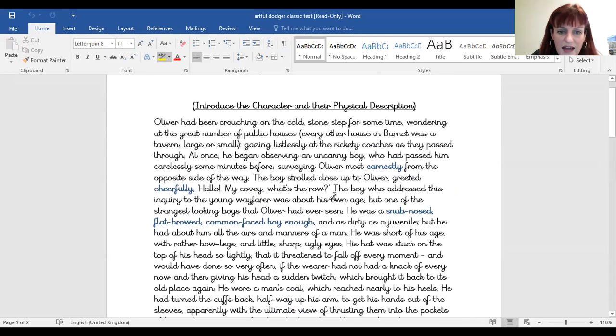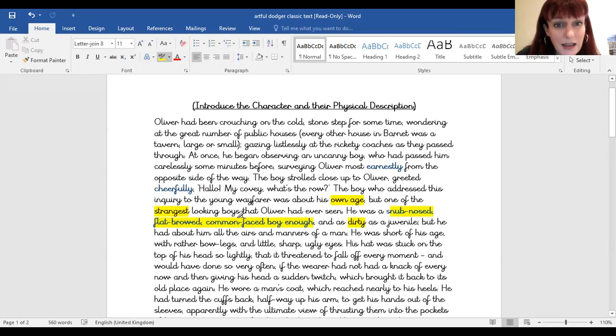We discover that the boy is about his own age, so same age as Oliver, but he's kind of strange. And we have this really clear description here: snub-nosed, flat-browed, common-faced boy. So his nose is a bit squished. His brow, this is your brow here, is flat as opposed to, I don't know, sticking out. And he just looks like every boy that you see. He doesn't stand out particularly. He's as dirty as a juvenile, so as dirty as a kid. Okay, a juvenile is a child, so he's just dirty in that kind of way.